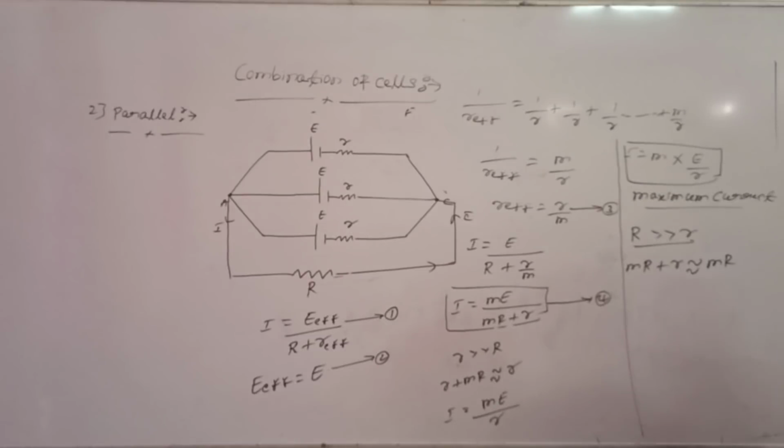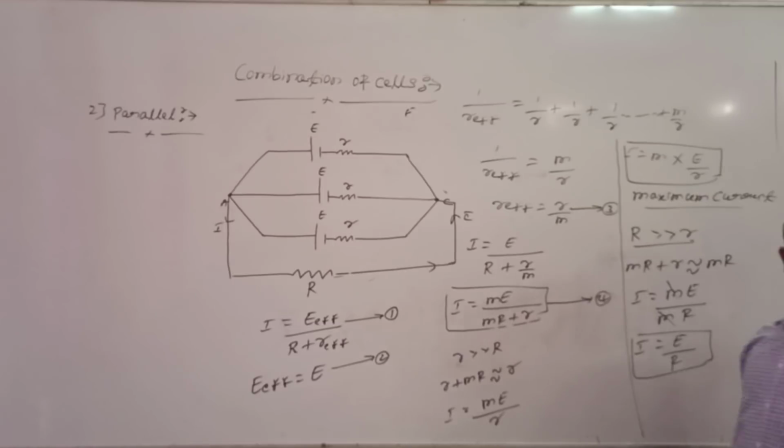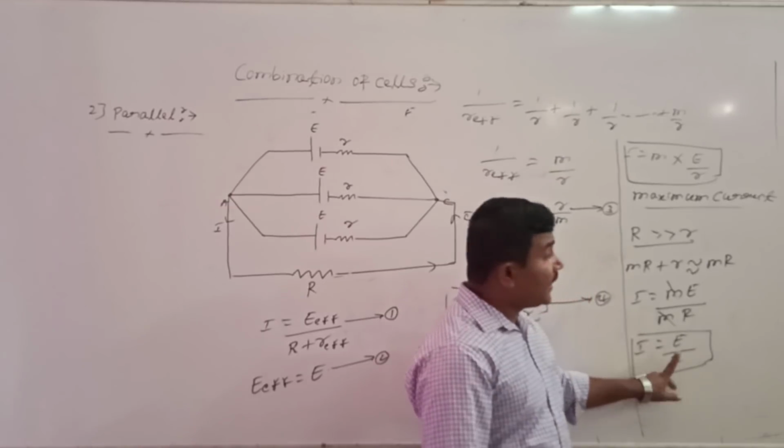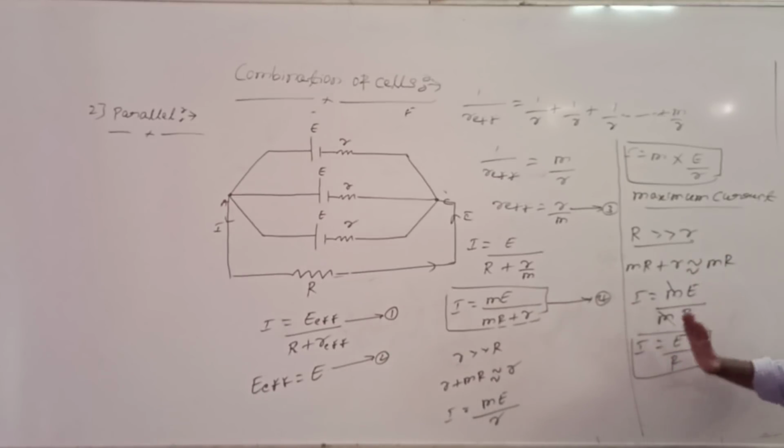Again equation 4 can be modified in what way? See here, I equal to how much? I equal to m into E, keep it upside. This value is nearly equal to how much? That is m into R. M gets cancelled. Then what is current remaining? Current I is equal to E divided by R. Then what are we going to say? E by R is only the current due to a single cell. Here no number of cells, no m is included here. Then what is it? This is minimum current.